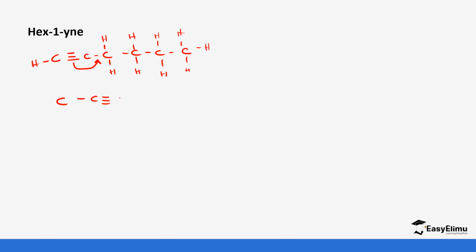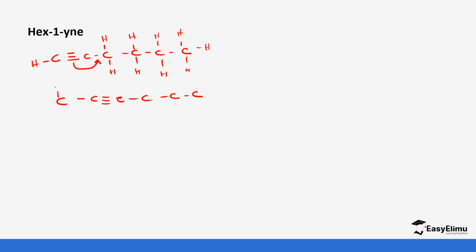Let's look at an example of hexyne. So this means it has 6 carbons. We have a triple bond in the first carbon. Ensure you count the number of bonds bonding each carbon. So we can comfortably move this triple bond to the next carbon. When you move it there, we now get a carbon with a triple bond here, carbon 2.